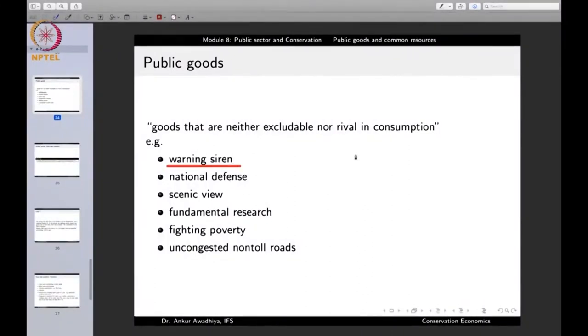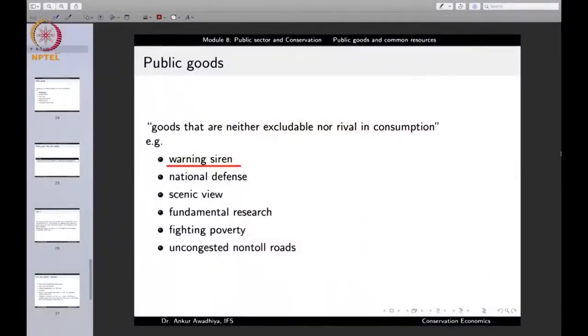Now, if there is a siren that is blaring because a tsunami is nearby, then we cannot say that people who did not pay for this siren are not going to be permitted to hear it. Or if one person hears it, it does not reduce the quantity or quality of this resource for use by others. Because if one person is warned and another person also hears it, he will be warned equally well.